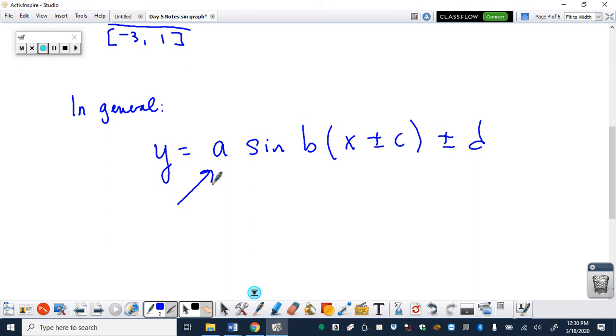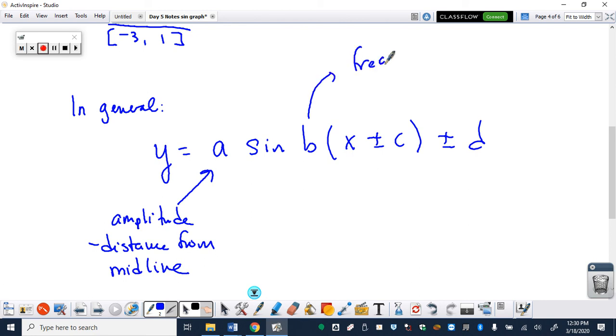First of all, the a is the amplitude, and that is the distance from the midline. B is the frequency. It answers the question: how many complete curves, or complete cycles, are within a 360-degree interval?